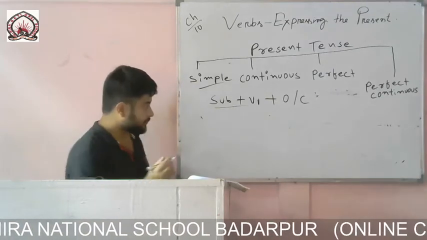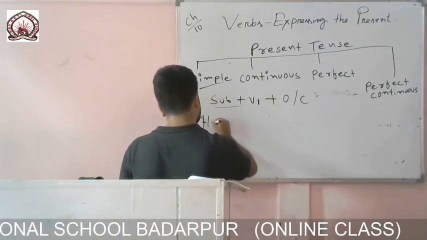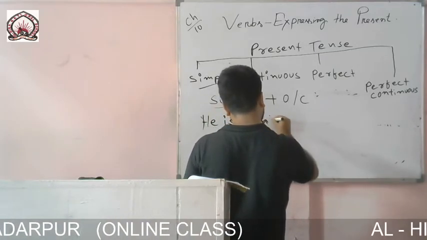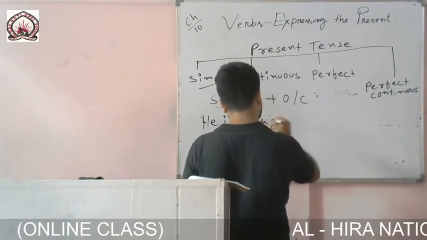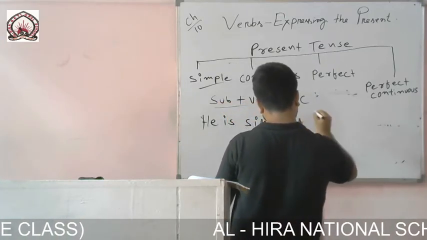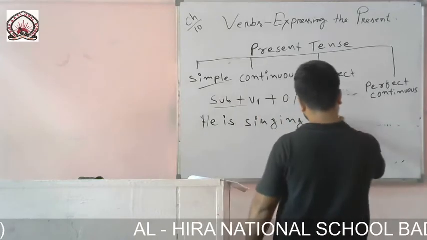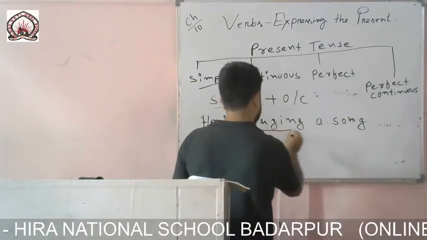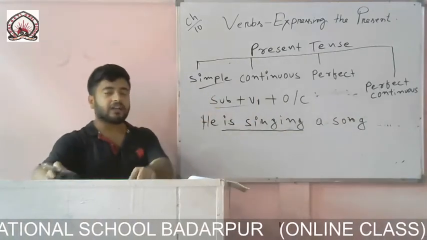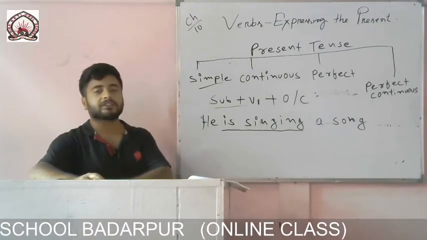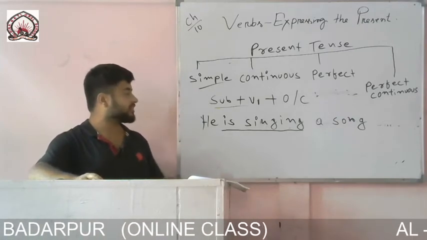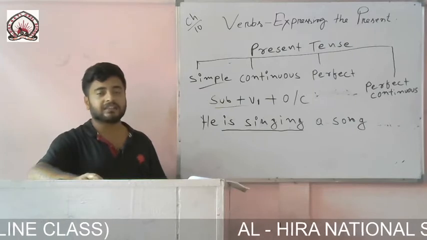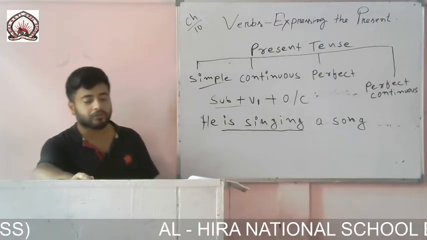For example, he is singing a song. He is singing, S-I-N-G, singing a song. So what I told you is that in present continuous, present perfect and present perfect continuous tense, verb be and verb have or has are used to show tenses or to form tenses.